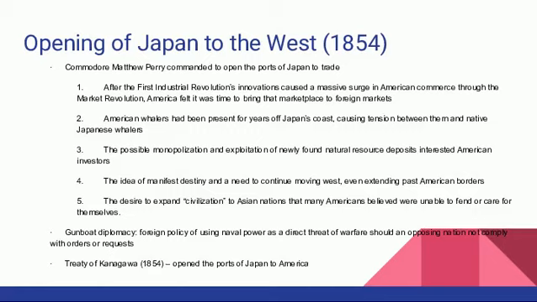It all depends on when your essay prompt starts. So if you get an imperialism essay that starts in 1860, most of them start in 1865, and I'll tell you why. The opening of Japan to the West is really helpful.